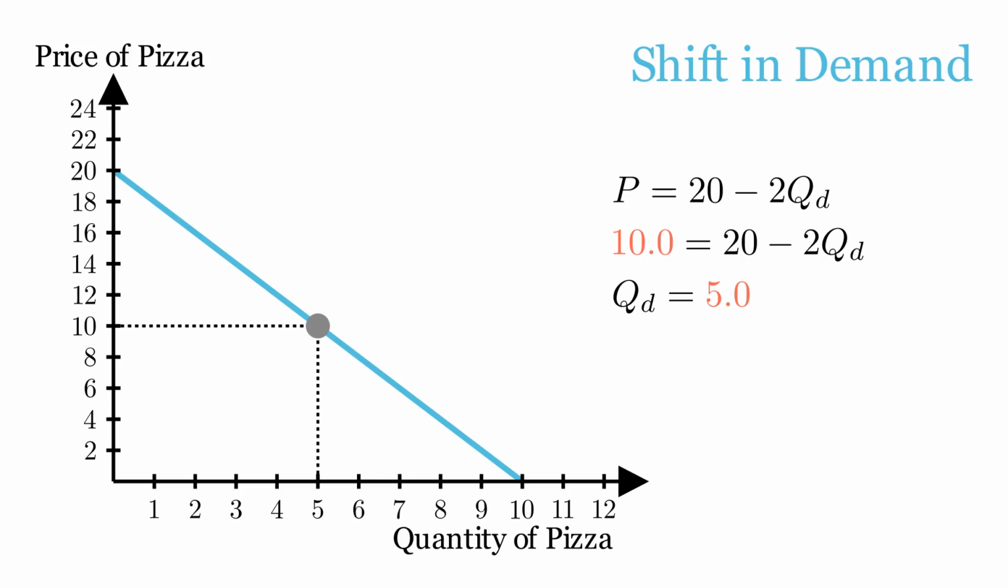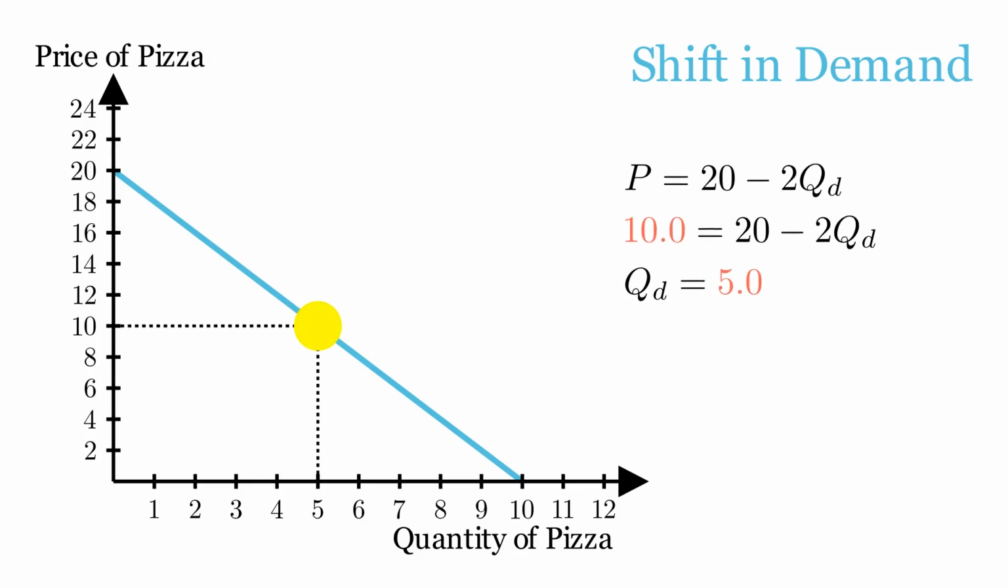For example, pleasant weather may encourage people to eat at restaurants more often, increasing the demand for pizza. Similarly, when consumers' income increases, they can afford to buy more goods, including pizza. As a result, the demand for pizza increases. Now let us understand this with the help of a graph.